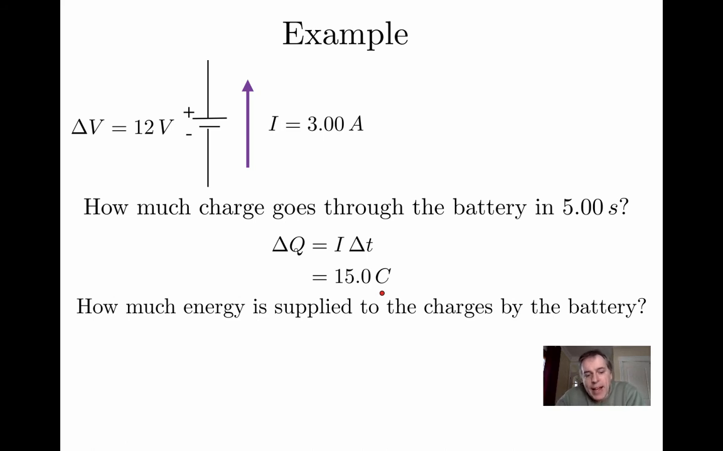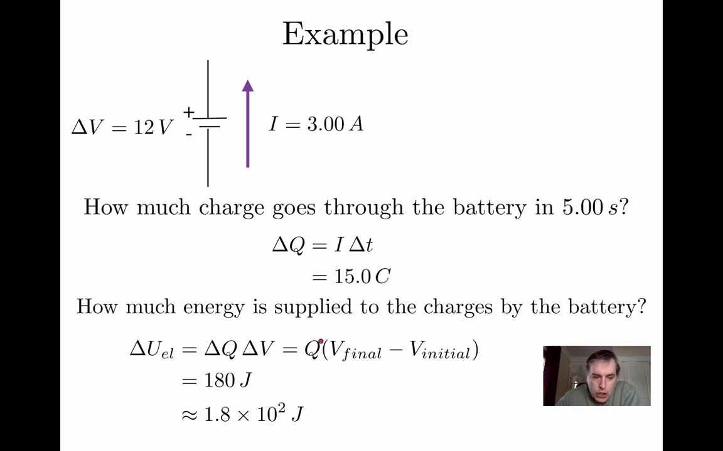Okay. So now we want a delta U. And delta U is just given by the charge times delta V. So the change of electric potential energy of the charges is equal to the charge that went through the battery, which here I call delta Q. In the previous equation, I called that just Q, but here we use delta Q. That just represents the total amount of charge that went through the battery. So it's delta Q multiplied by delta V.